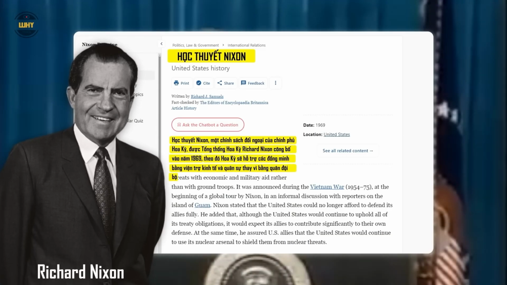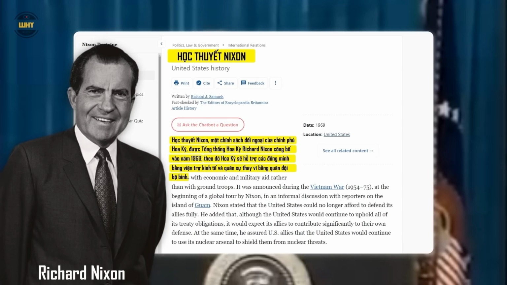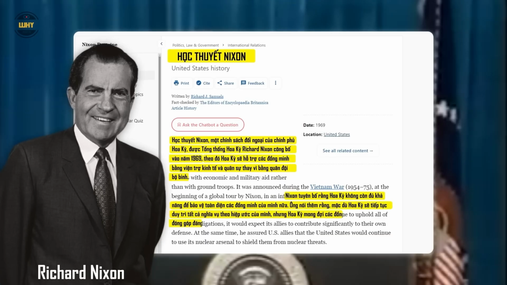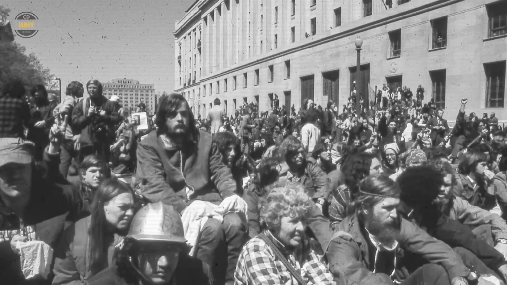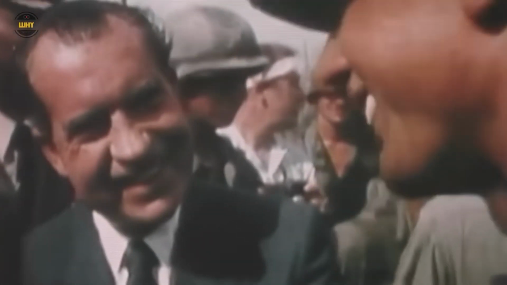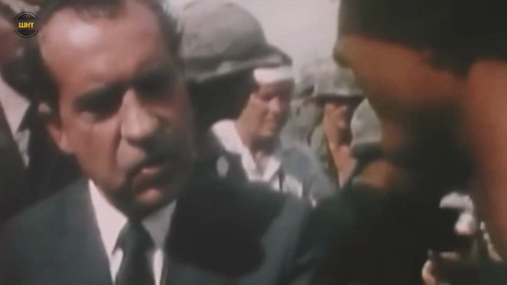But was the problem solely from the Republic of Vietnam's side? Or were there hidden internal conflicts and changes within the U.S. itself? To understand this more deeply, you need to understand the Nixon Doctrine. This was a foreign policy of the U.S. government, announced by President Richard Nixon in 1969, in which the U.S. would support its allies with economic and military aid, instead of direct military intervention. Nixon stated that the U.S. was not capable of protecting its allies and expected them to be more proactive.